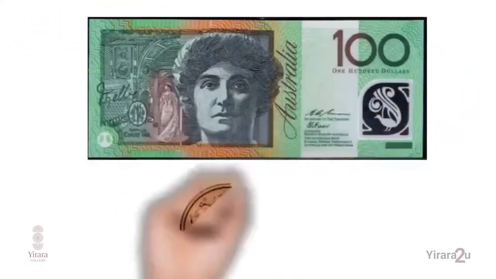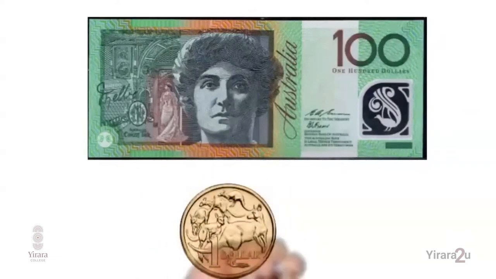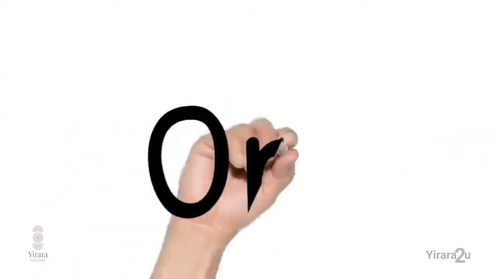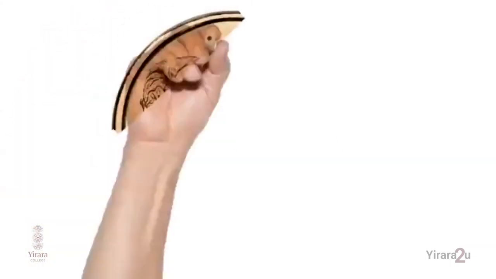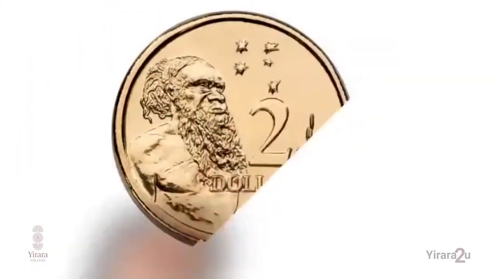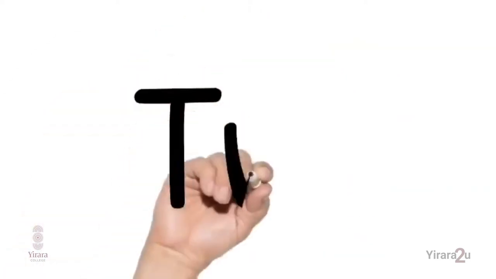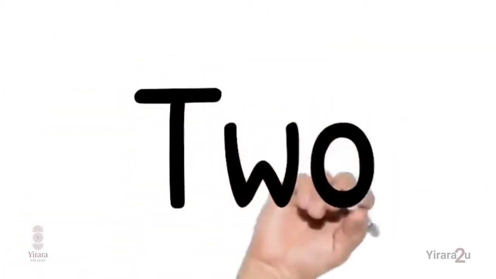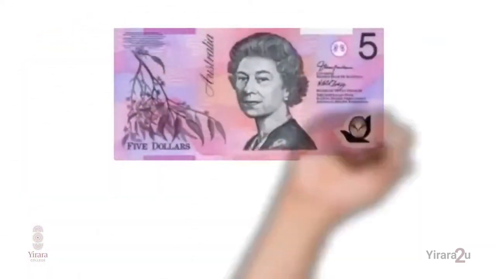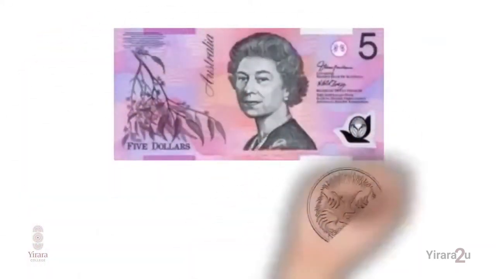The first number is number one, found in our $100 note or $1 coin. That word is spelled O-N-E, one. The next number is number two. Two is seen in our $2 coin. That word is spelled T-W-O. Our next one is number five, as seen in our $5 note or 5 cent coin.